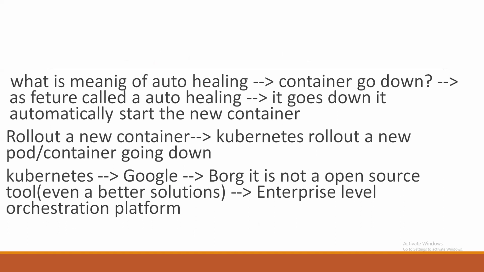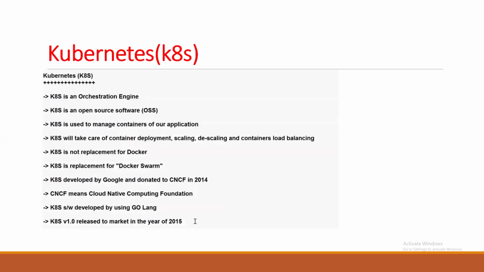So who developed Kubernetes? Kubernetes was developed by Google. It came from Borg, which is not an open source tool, but a better solution, an enterprise-level orchestration platform. So Kubernetes comes from Borg. Kubernetes is an orchestration engine.